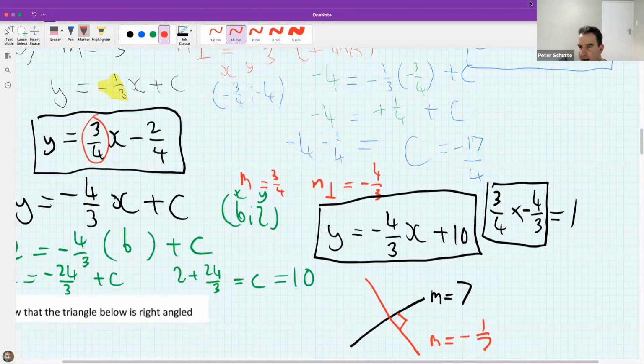All right, everyone. I love what I saw from you today. We really did make a good go of understanding parallel and perpendicular lines and combining it with straight lines.